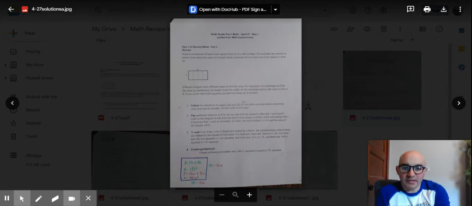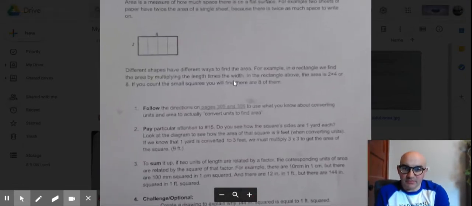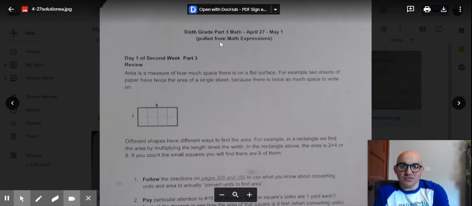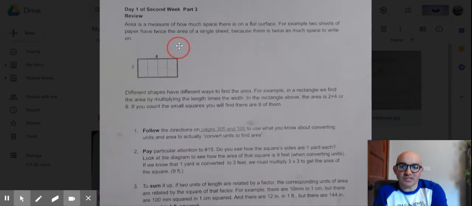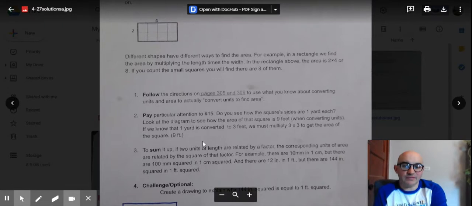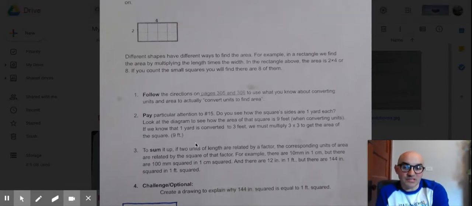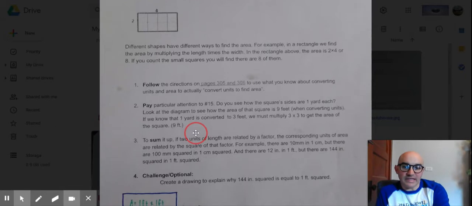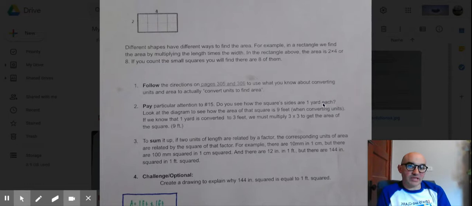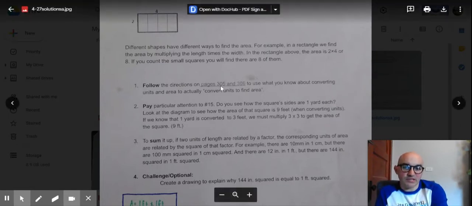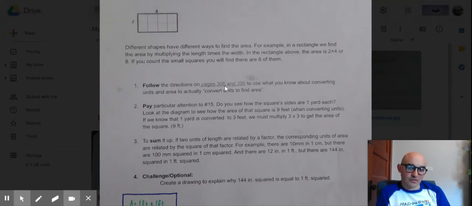This will be video one, and we'll go through the first couple pages here. So it says day one of second week, part three. Most of this page, as you read your way down, is just instructions, the kinds of things I would say to you if we were in the classroom. I'll come back to this challenge problem in a moment, but I'm going to skip over to the next page to show you the actual work being completed today. It says page 305 and 306.